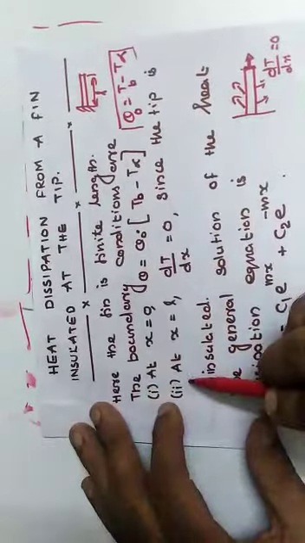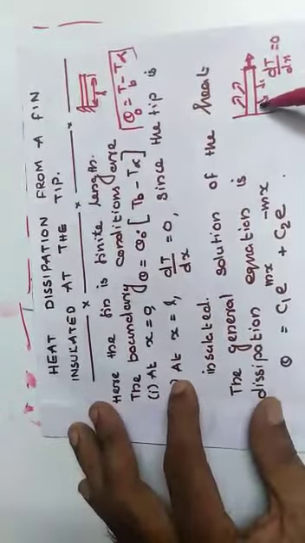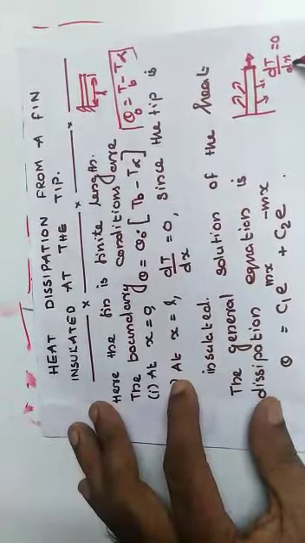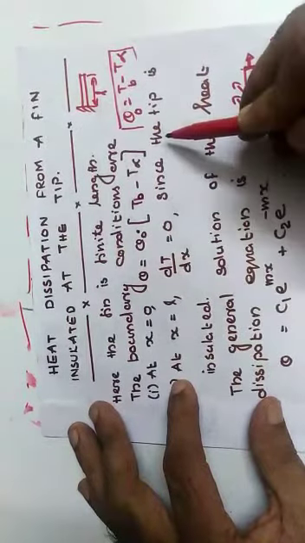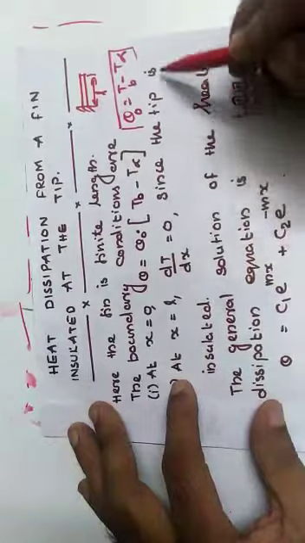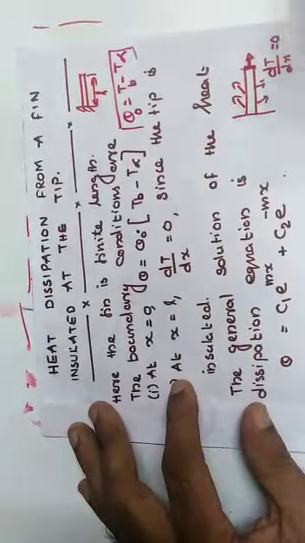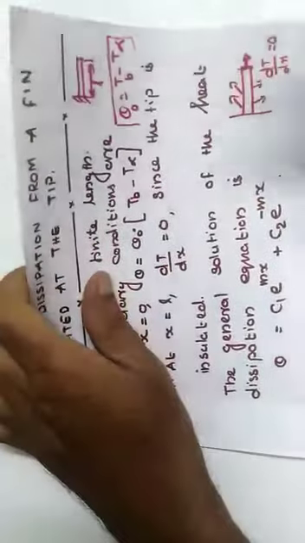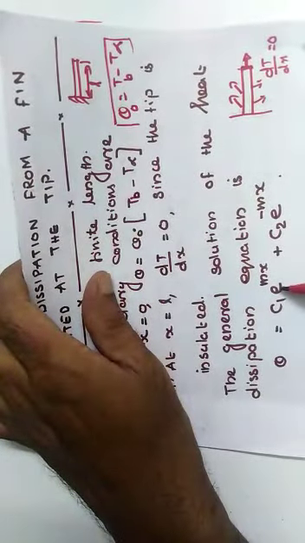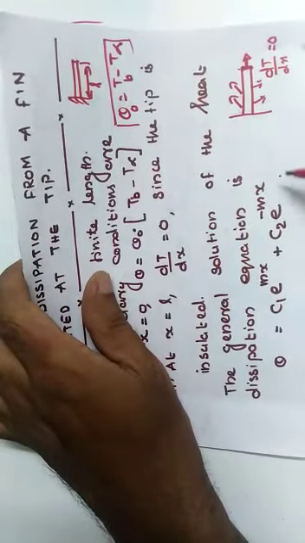The second boundary condition is at x equal to L, the rate of change of temperature is equal to 0, dT by dx equal to 0. We get this condition because the tip is insulated. Now the general solution is theta equal to C1 into e to the power of mx plus C2 into e to the power of minus mx. This is the general solution for the heat dissipation equation.